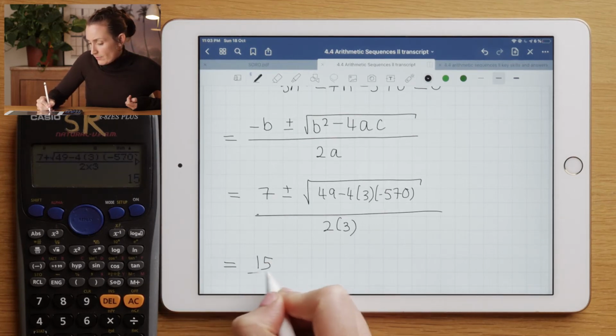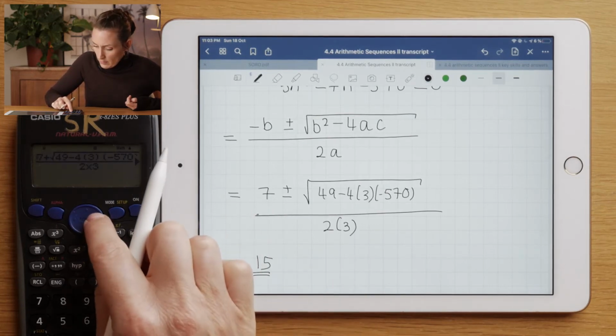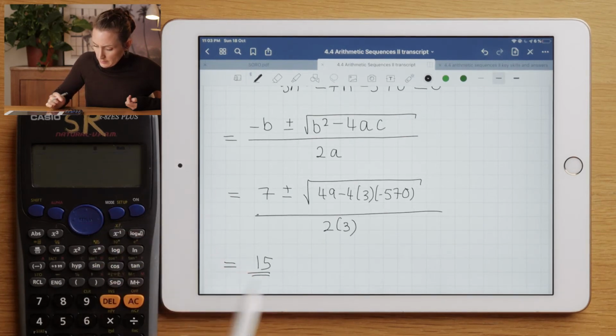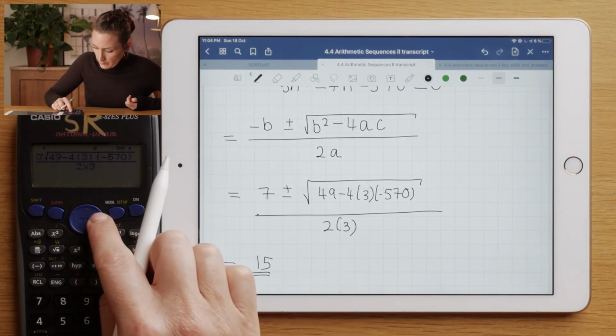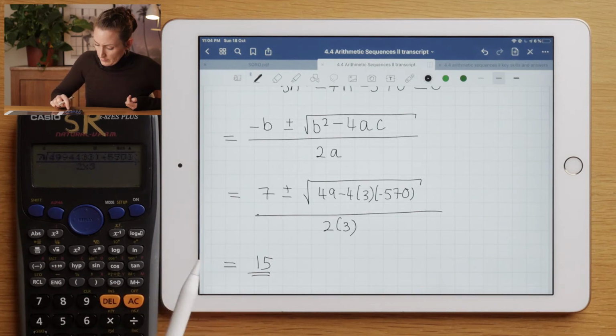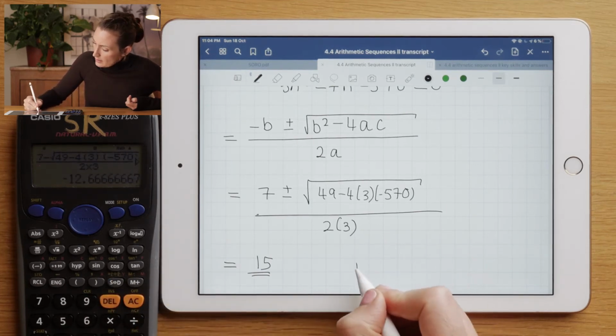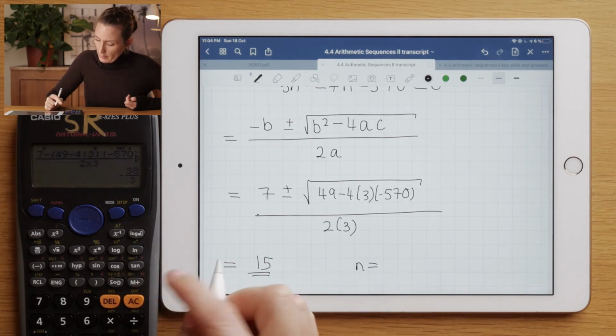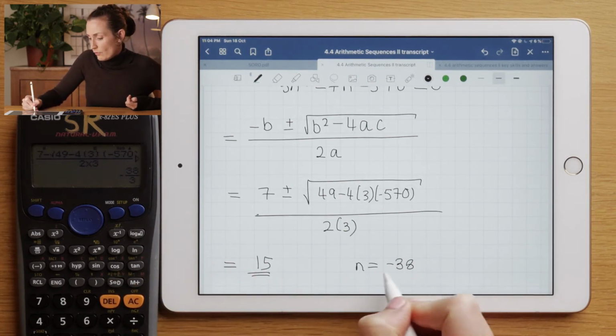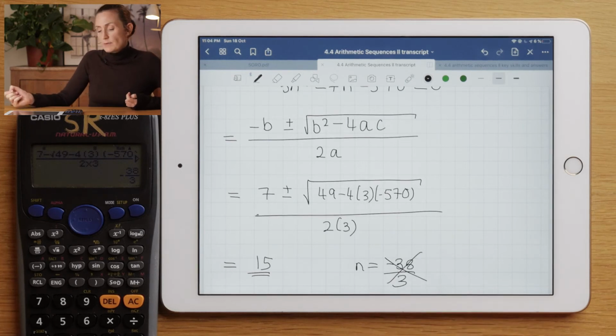So that would give me 15 if I took plus, or if I put minus, here I would get minus 38 over 3. You can eliminate that answer because n should be positive and a whole number.